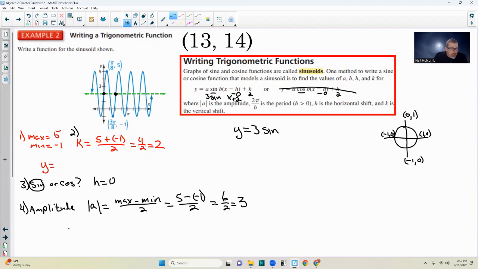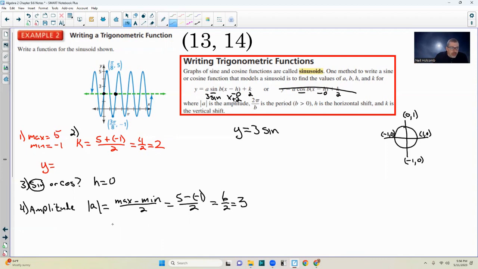So since the period is pi over 2, that equals our 2 pi over b, which we learned in an earlier chapter. So if we have pi over 2 equals 2 pi over b, and we solve for b, we would multiply both sides by b. Let me start over. Let me do this one more time.